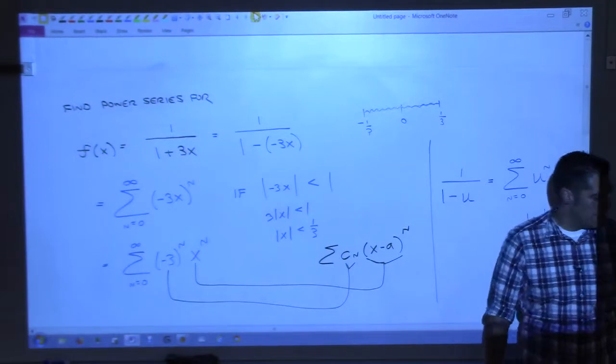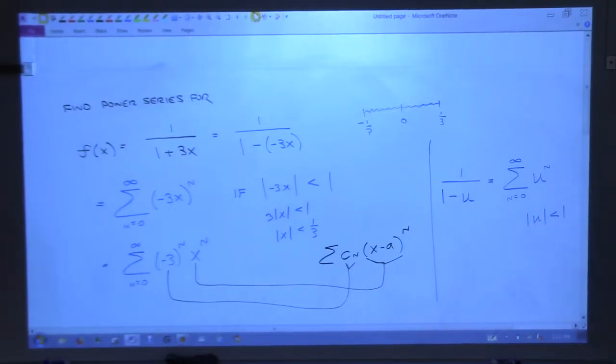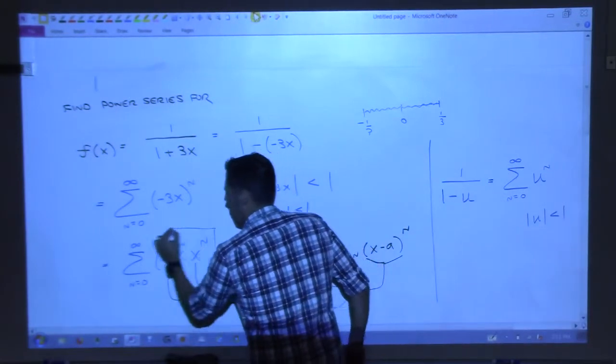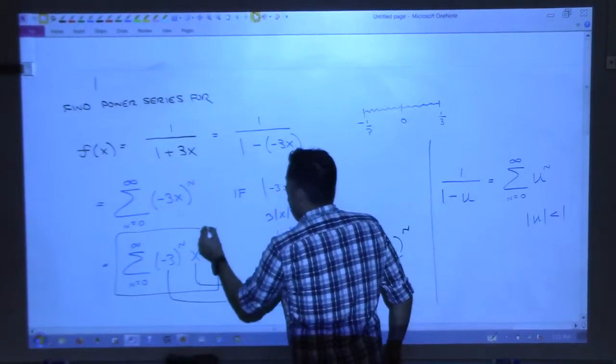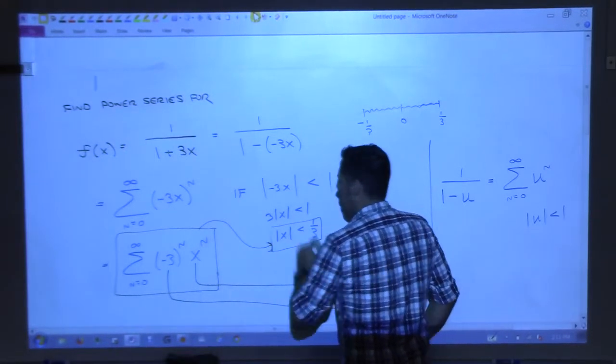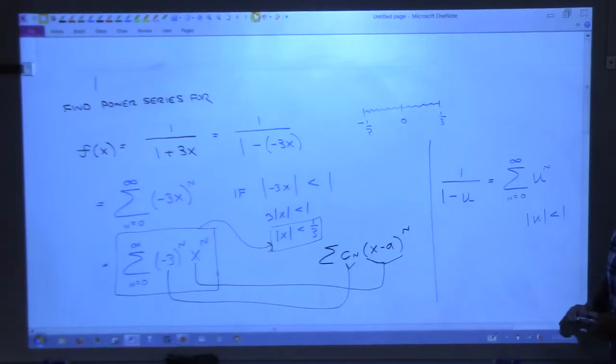Okay. Let's do another one. It says find the power series. So here's the power series. This is the power series. But you have to also include this part right here. That is only valid when the absolute value of x is less than 1/3.